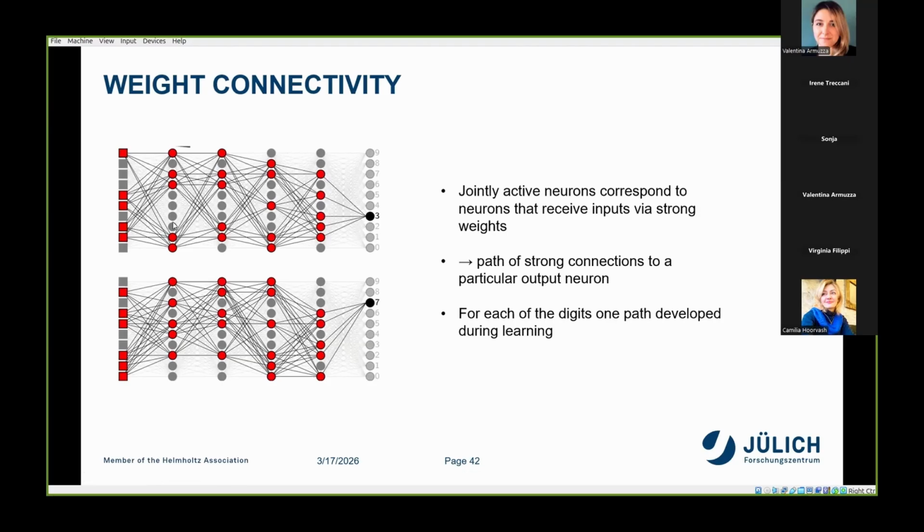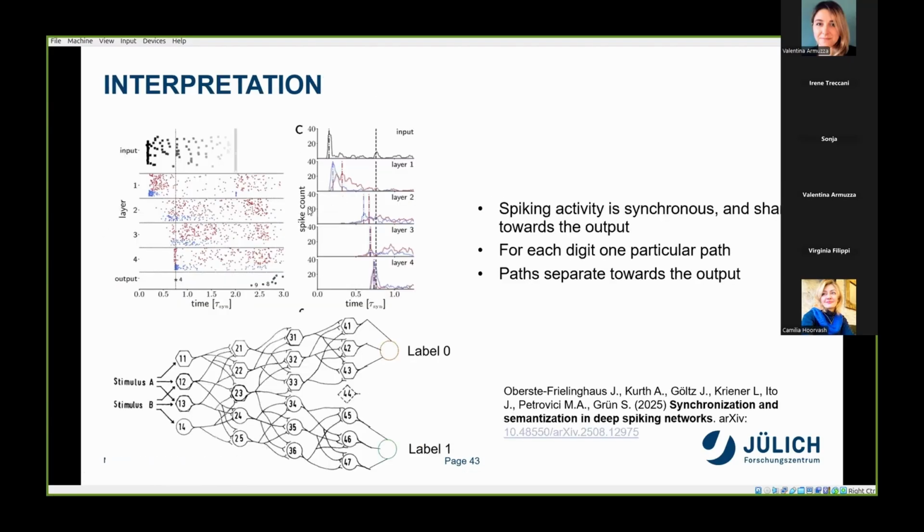And how is it with the activity? Well, this is exactly the same thing. The activity is, first of all, like in a synfire chain, synchronizing more and more through the network. These are different sets of neurons which are propagating through this network.